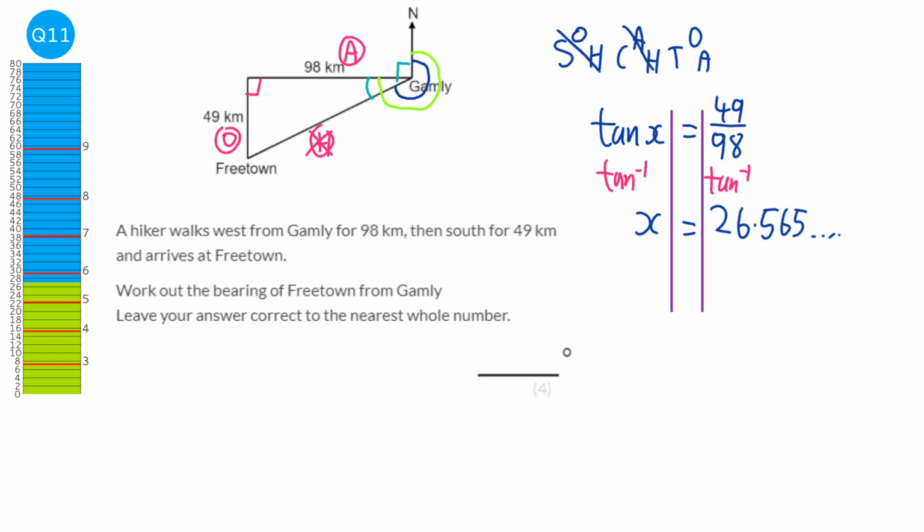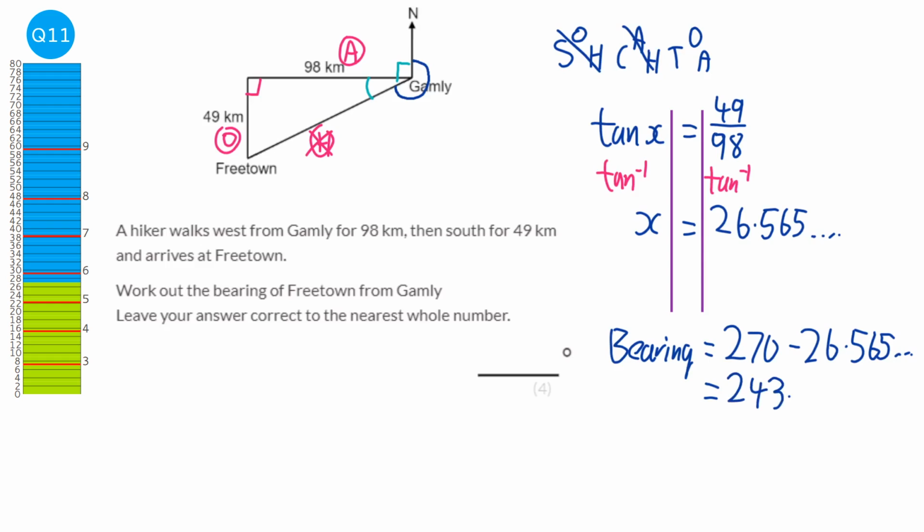Okay, so we know that the whole of the way around up until this point is 270 because we've got this 90 degree left. So what I'm going to do now is we're just going to work out the bearing. So bearing, we're just going to do 270, take away the 26.565..., and that gives us 243.434... It says it wants it to the nearest whole number, so that's going to be 243.